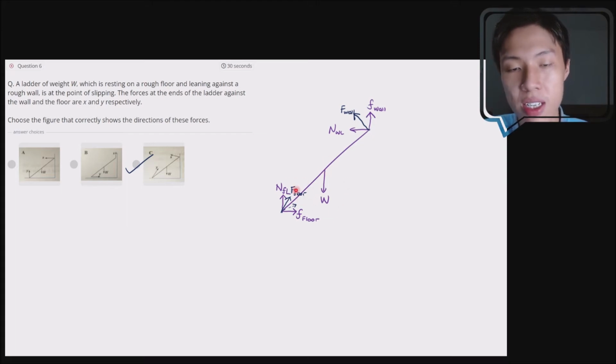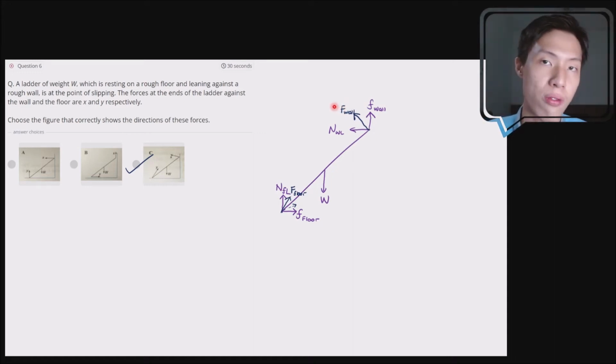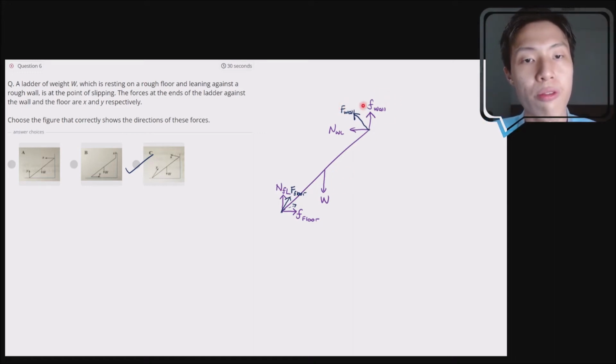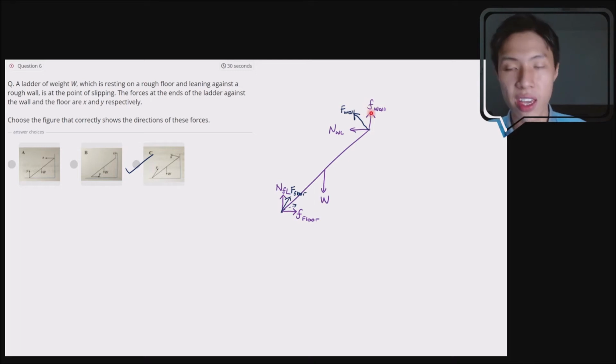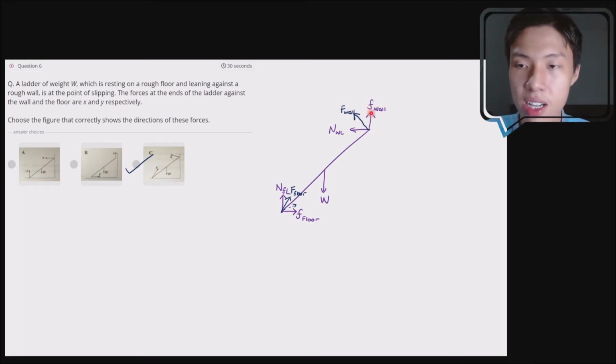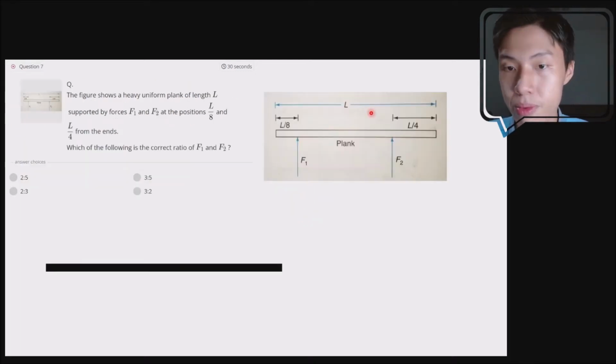This force exerted by the floor and the force exerted by the wall, we can call it reaction force, because it's a combination of friction and normal force. Okay, so that's how we solve question 6. Let's move on to the next question. Question 7.